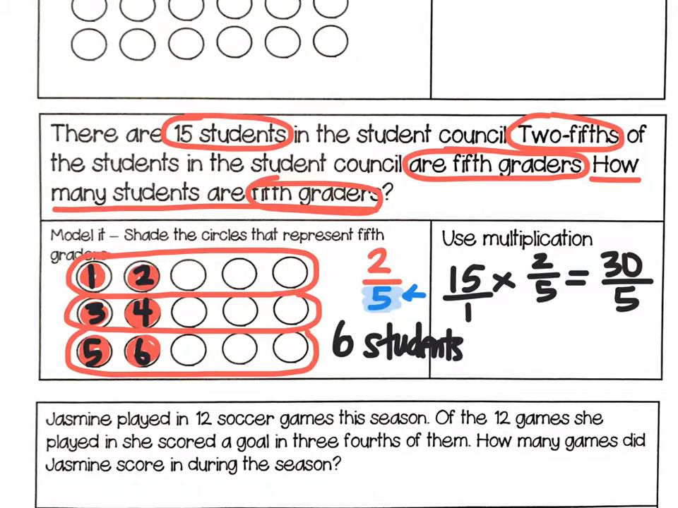Now again, we typically would not say 30/5 of the students are 5th graders. So let's make 30/5 into a mixed number. And luckily that works pretty well together. 5 goes into 30 evenly. It goes 6 times. So 6 students are 5th graders.